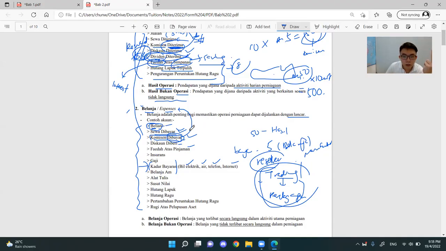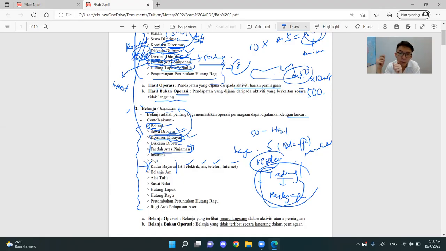Sewa dibayar, sewa commission dibayar, discount diberi, faedah atas pinjaman. Okay, tadi faedah, you know, is interest. Tadi ialah faedah atas simpanan, right? Saving, then we receive faedah. But now, something similar concept, but we are pinjam sekarang. We are borrowing the money now. Because for business, sometimes we have to borrow money from the bank.